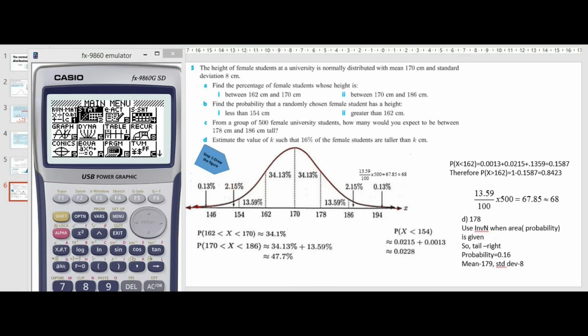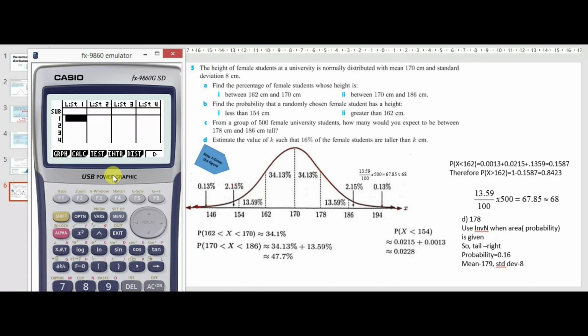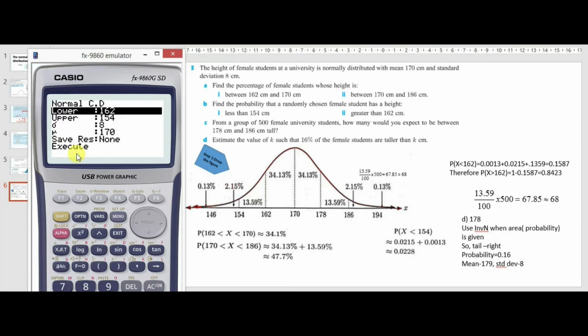Okay, now let's calculate the probability that the student's height is greater than 162 centimeters. I go to stat, I go to distribution, I go to normal and CD. And now my lower value is 162. For the highest value, I'll just put a big number, 999. The mean and standard deviation is already set because of the previous question. And this is your probability, 0.8413.